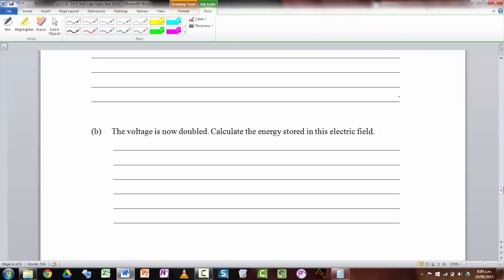The voltage is now doubled. Calculate the energy stored in the electric field. Well, the energy is equal to, whoops, it's not letting me write. The energy is equal to half QV.